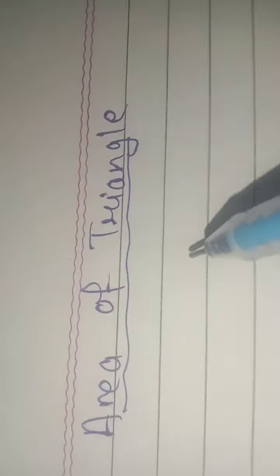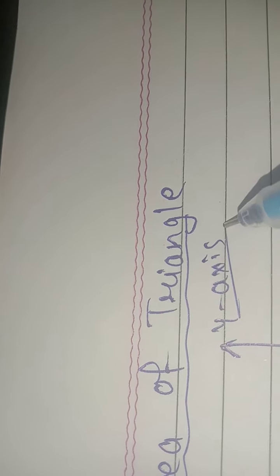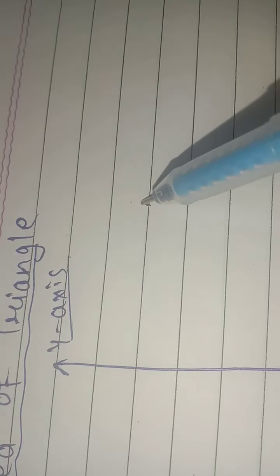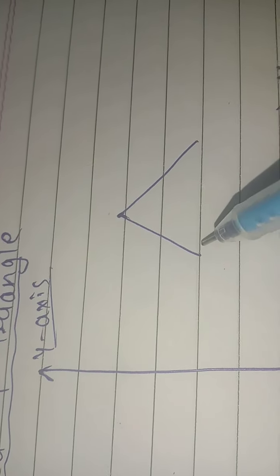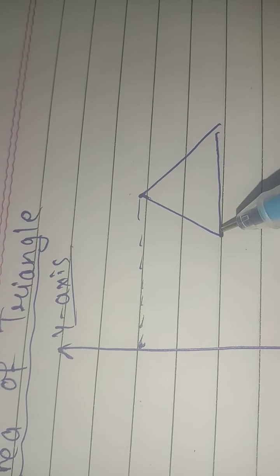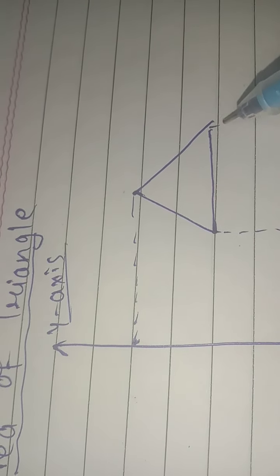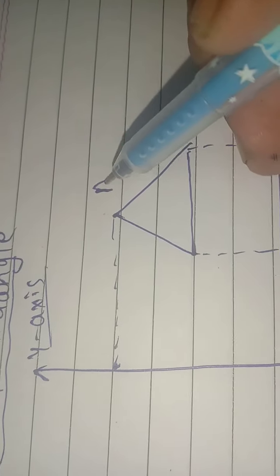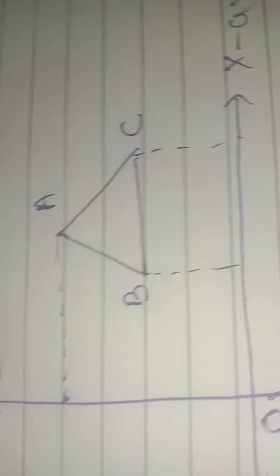So let's consider one of the parts of the quadrant. This one is the x-axis, this is the y-axis, and if we consider a triangle somewhere in that particular portion of the first quadrant, so let's find out their coordinates now. Suppose the triangle is A, B and C.